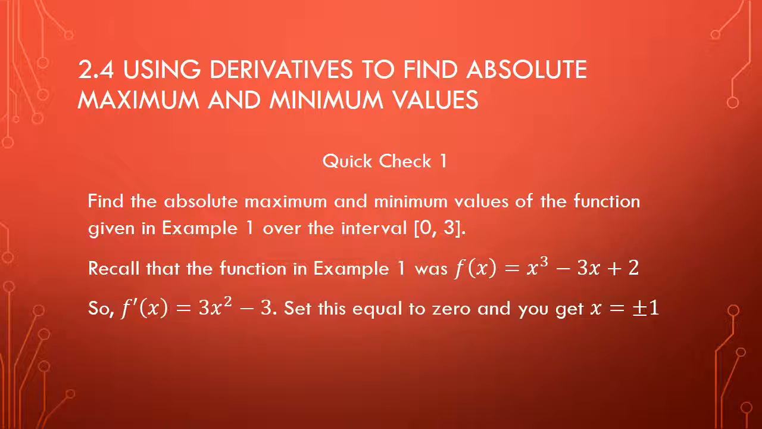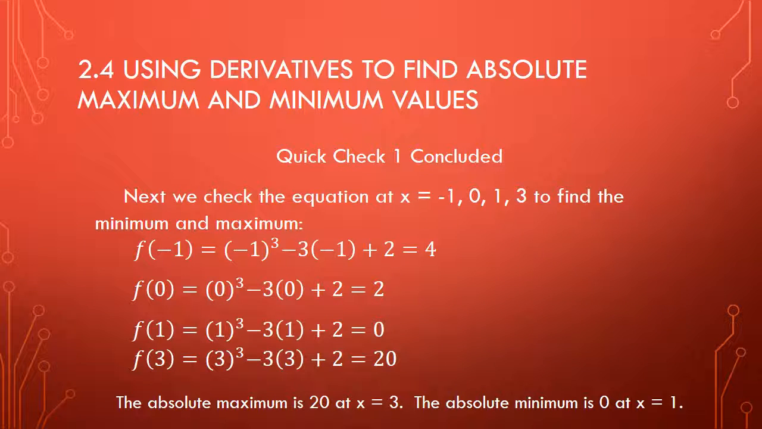Okay, so there was our function and our first derivative and our values. So we're putting those and the new endpoints in. And actually we don't need to consider -1, because our two endpoints are 0 and 3. So the f of -1, even though I've got it in there, doesn't really matter. What matters is 0, 1, and 3, because the interval was from 0 to 3. The absolute maximum is 20, and that occurs when x is 3, and the minimum is 0 when x is 1.